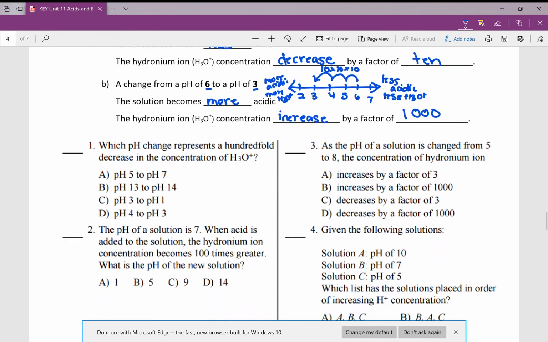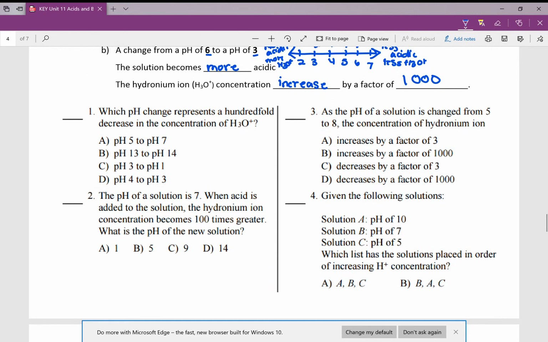So let me show you a couple other practice questions. These are old Regents questions. So this says, which pH change represents a 100-fold decrease in the concentration of hydronium? That decrease part is telling me that it is going to be becoming less acidic. So I should be moving to a higher pH value.